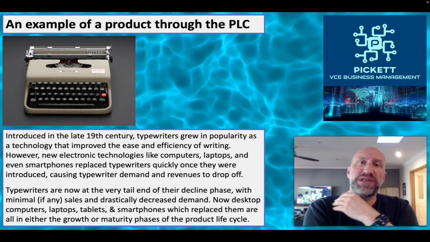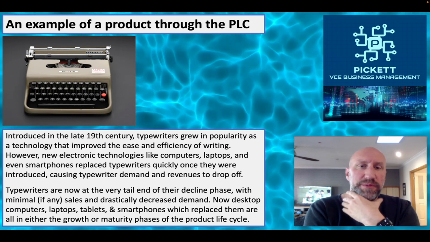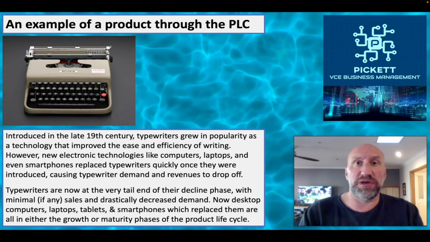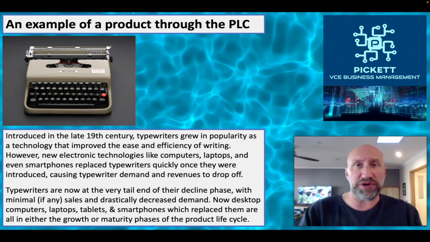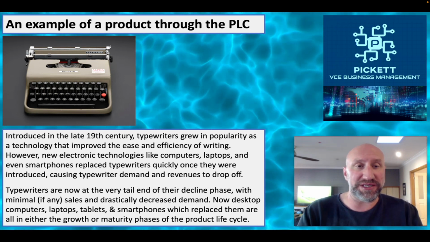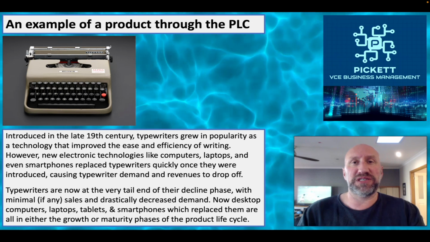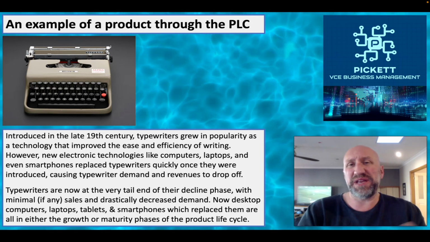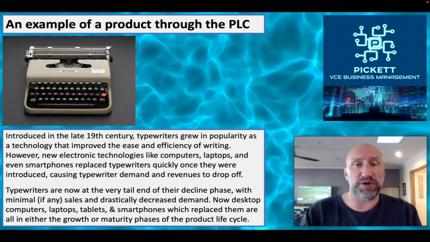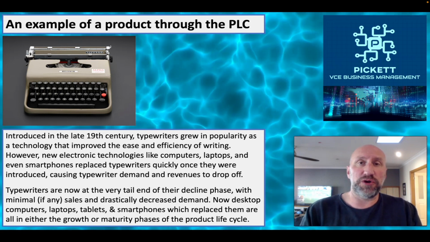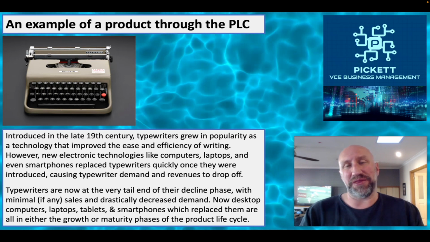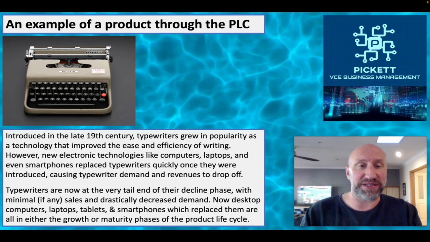Typewriter, again, introduced in the late 19th century, so a long, long time ago. It grew in popularity. There was a real technological advancement at the time, so it made writing much, much quicker and easier. But then, a few decades ago, we had computers, laptops, and even smartphones now, replacing typewriters. So typewriter demand has completely dropped off, and they're now at the real tail end of the decline phase.